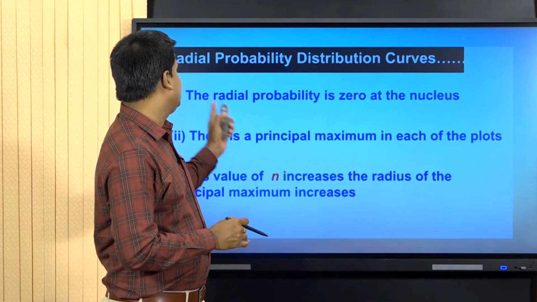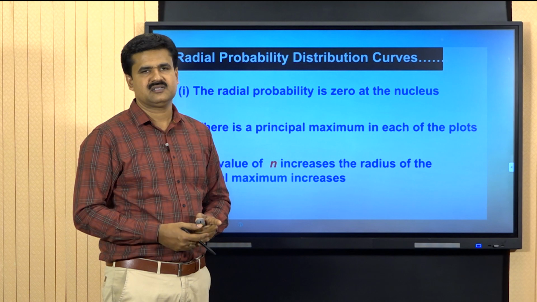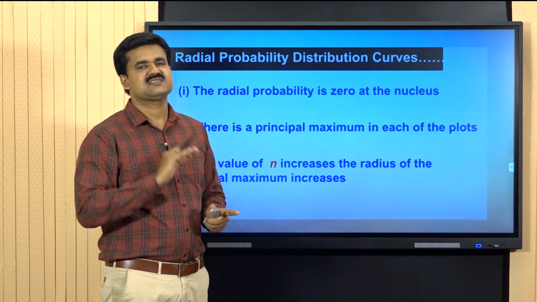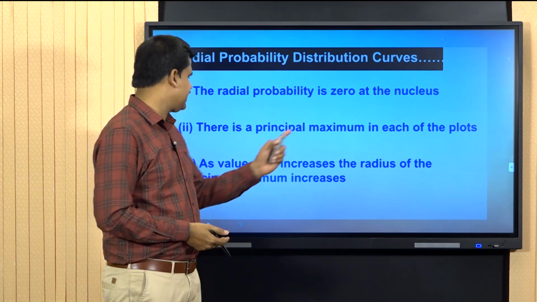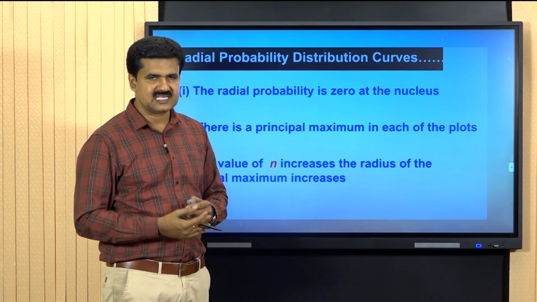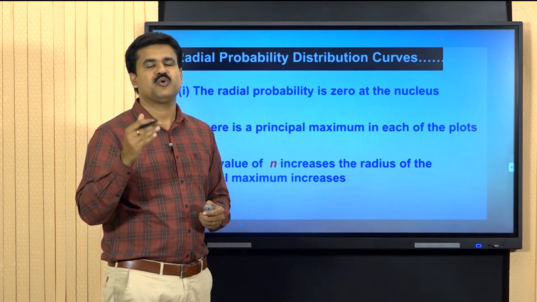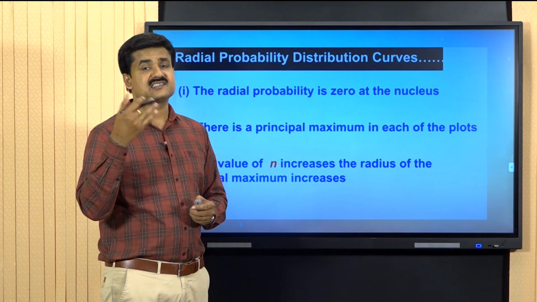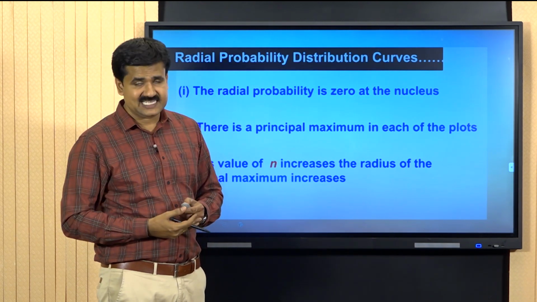Now, the radial probability distribution curves give certain conclusions. Radial probability is 0 at the nucleus. There is a principal maximum in each of the plots, that is, there is a probability maximum corresponding to each curve. As the value of n increases, the radius of the principal maximum increases. In the case of the 1s orbital, the principal maximum appears at 0.529 angstrom. That is simply termed as the radius of the first orbit, or Bohr's radius, taken as a0.